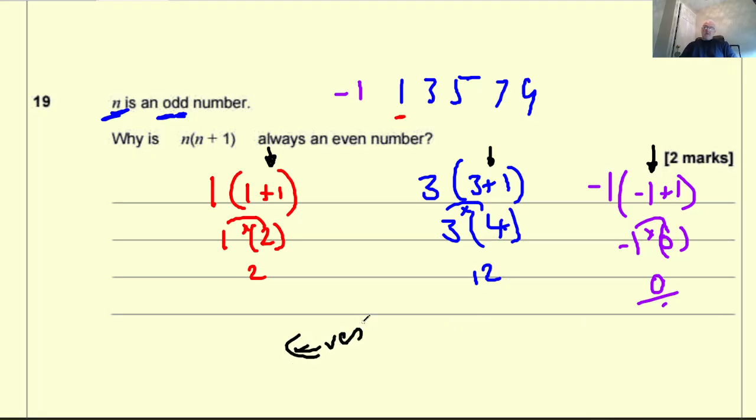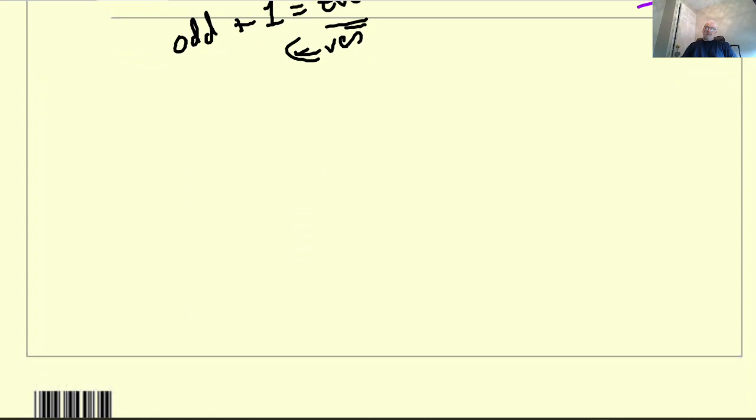Okay, so odd plus 1 is always even. Okay, odd plus 1 is always even, and that's the reason.